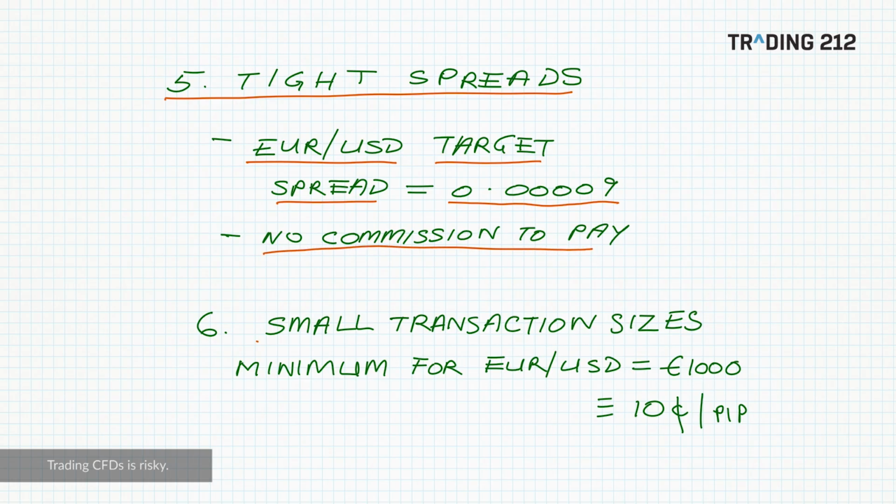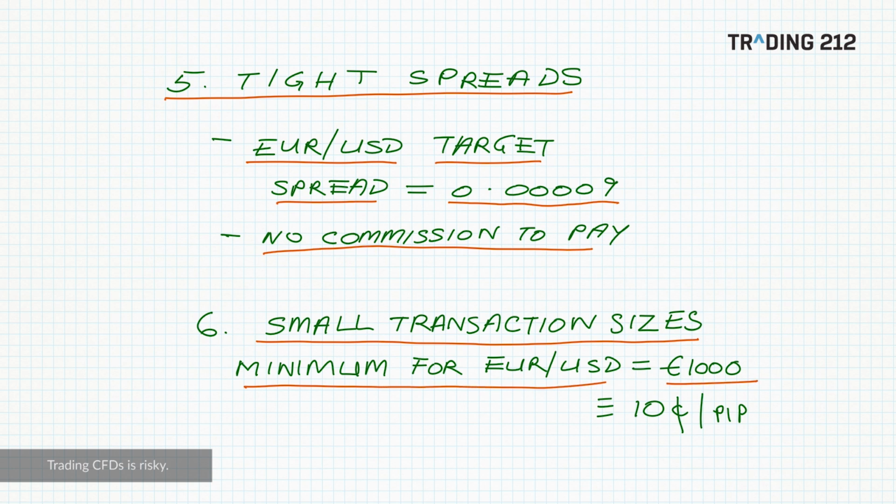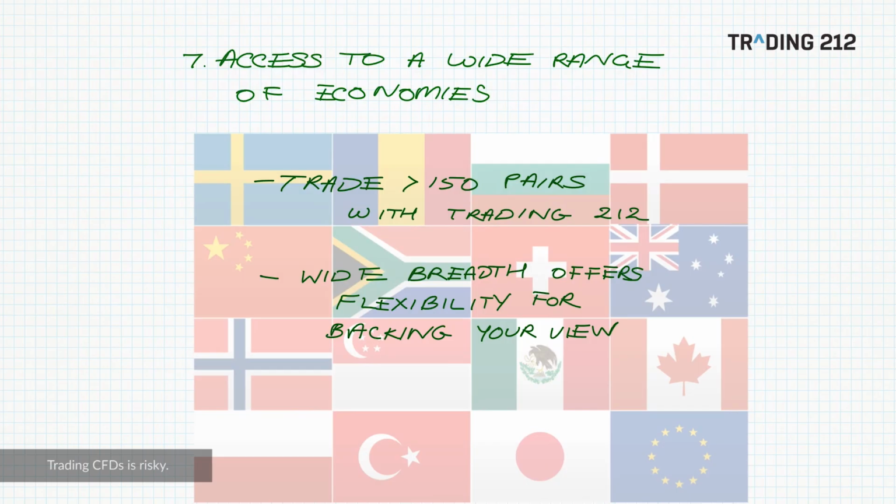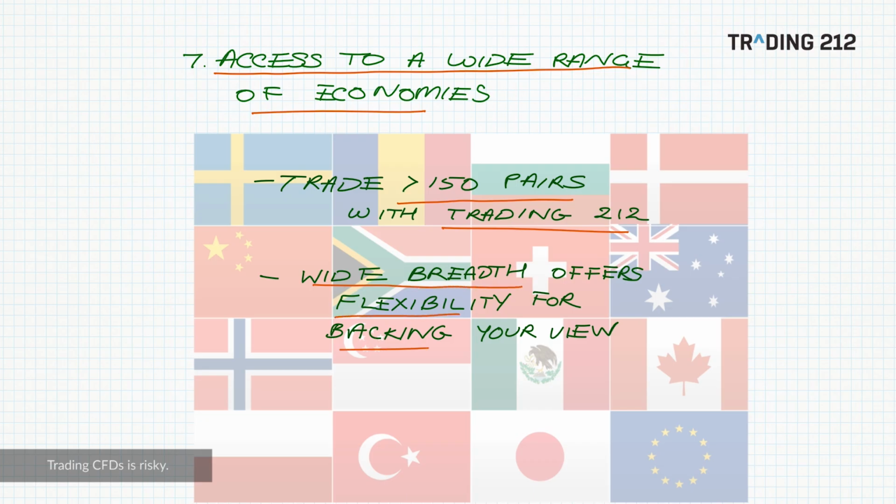Number 6 is that you can trade in small transaction sizes with Trading 212. The minimum transaction size for Eurodollar, for example, with Trading 212 is 1,000 euros, and that trading quantity is equivalent to 10 cents per pip movement. And number 7, Forex offers access to a wide range of economies. With Trading 212, you can trade more than 150 different currency pairs. And that wide range of breadth offers real flexibility for backing your view.